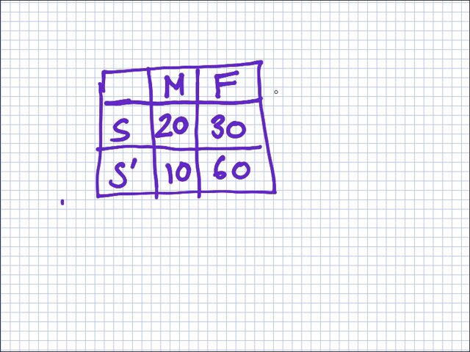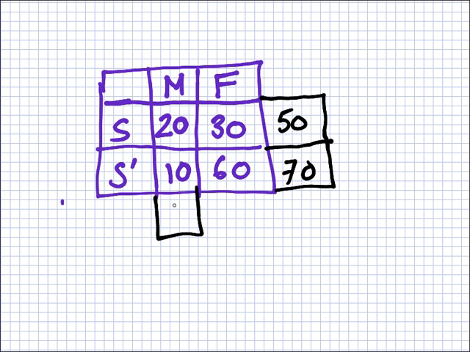So, for example, I could extend this table to calculate the total number of smokers. What would that be? 50. And the total number of non-smokers? 70. And then total male is 30. And here? 90. Yeah?